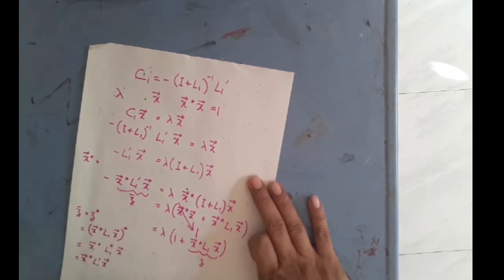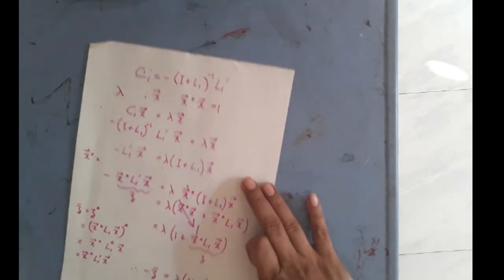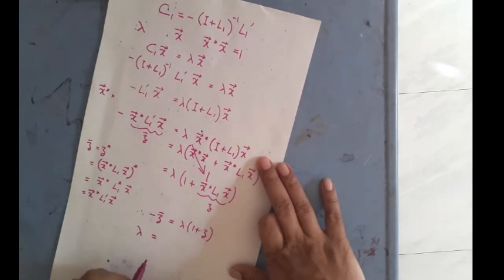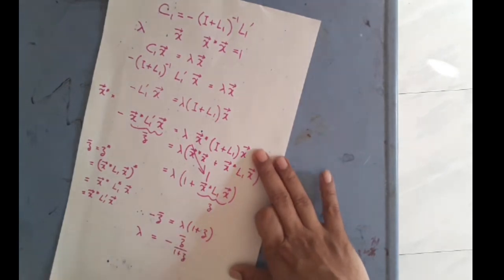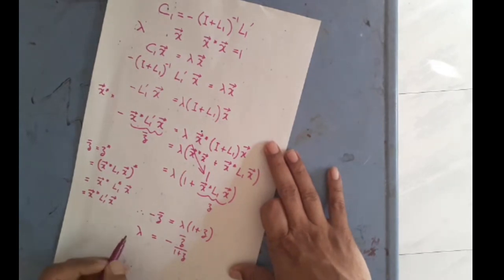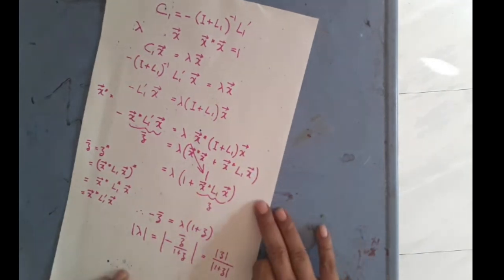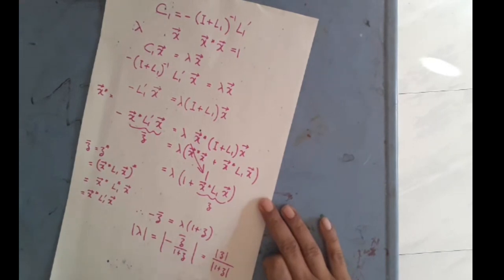If this is z, that is z bar, and therefore we get minus z bar is equal to lambda into (1 plus z). Much simpler. So these tricks are all rather unmotivated. So I will write lambda therefore as minus z bar divided by 1 plus z. And taking absolute values, this will become mod of z divided by mod of 1 plus z. This I can write as z minus 0 and z minus minus 1.